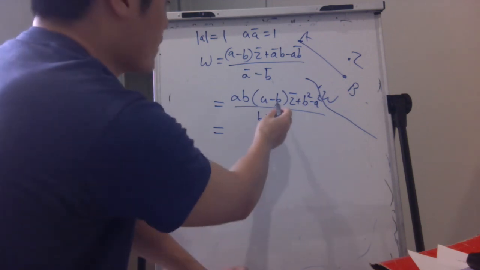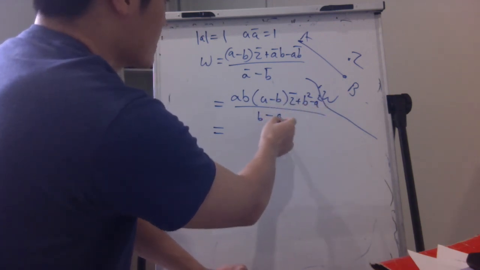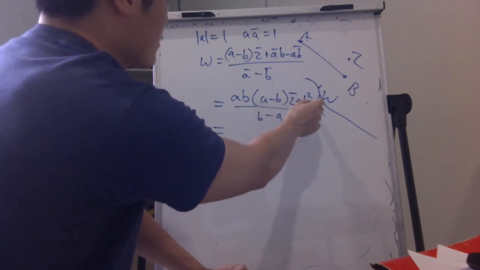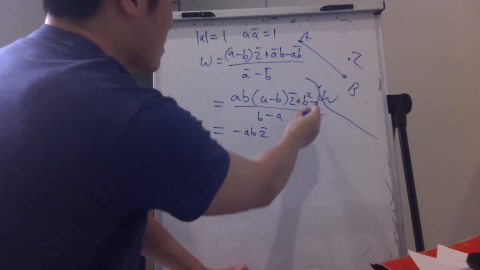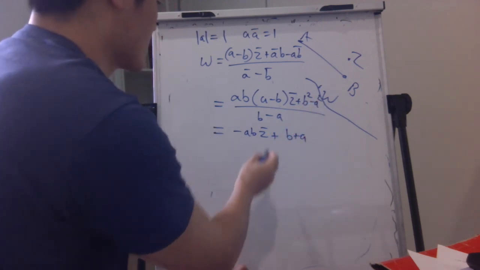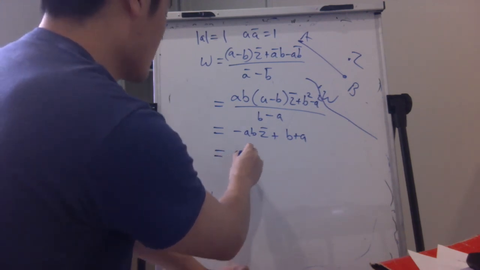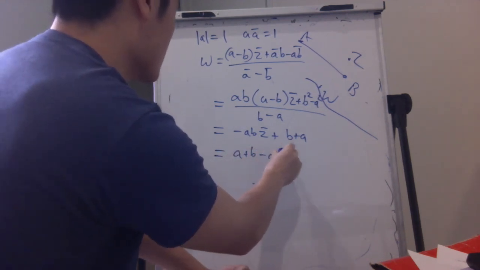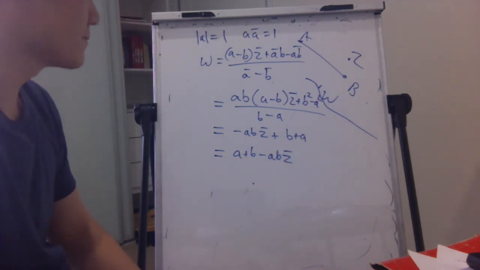And now there's a common factor of basically B minus A, yeah? So you can cancel. So this will become minus AB Z bar, and this will become B plus A, right? And you cancel the bottom. So the formula becomes A plus B minus AB Z bar when A and B are unit vectors, okay?